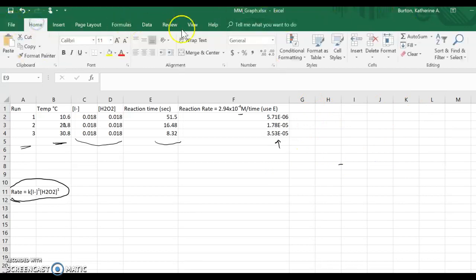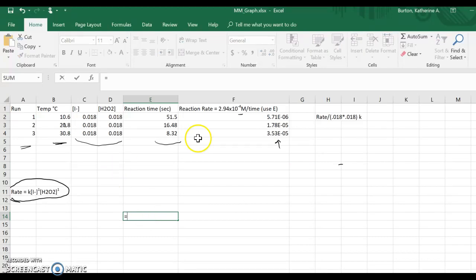Okay, let's go back and realize that if we take our rate and divide it by the concentration of our iodide and the peroxide, 0.018 times 0.018, that is going to equal k. If we're going to actually do that with Excel, we need to remember we're going to need parentheses, and we can always use Excel to do our calculation for us. So if we do that, we can generate a new column that is going to equal k.